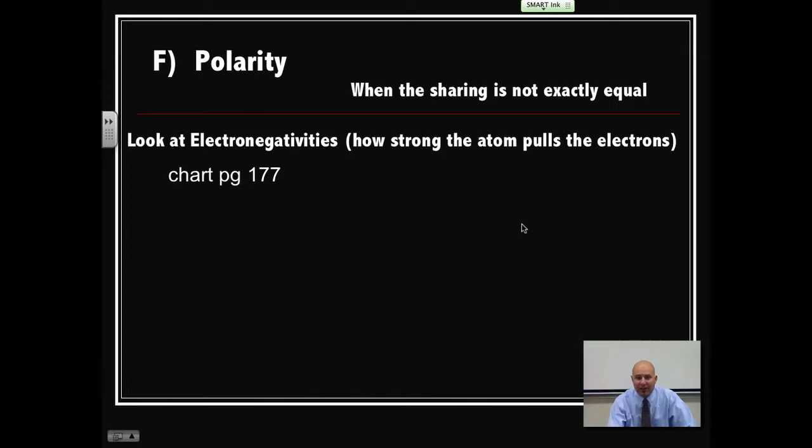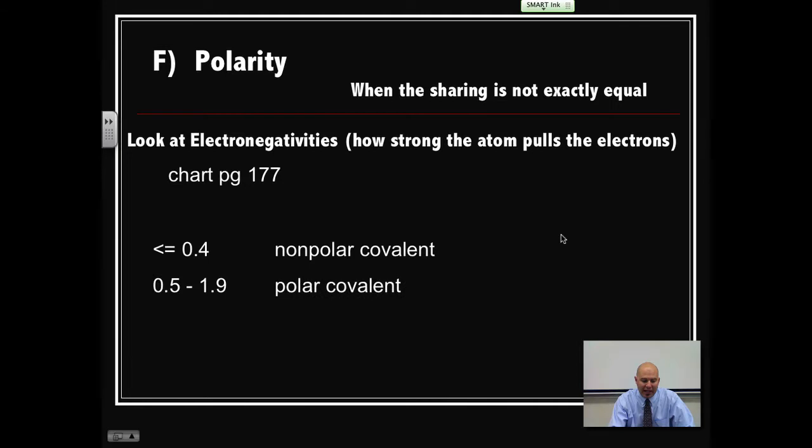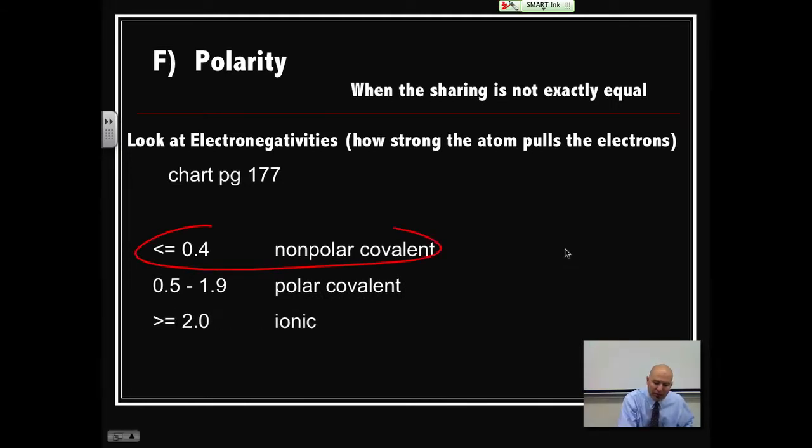You can obviously use the internet and type in electronegativities. But here's the differences. If we have less than or equal to 0.4, then that means it's a non-polar sharing or non-polar bond. Okay, so for example, if we have two hydrogens, well, obviously each hydrogen is going to pull equally. So there's going to be a zero difference in electronegativity. We're looking at differences in electronegativities.